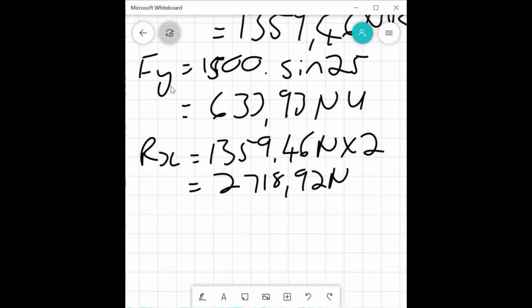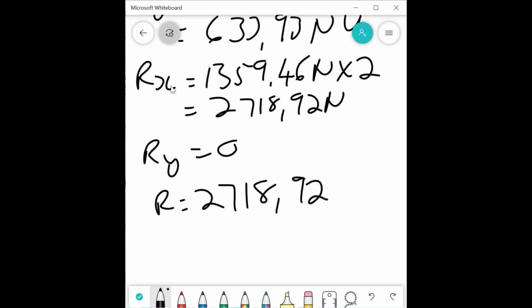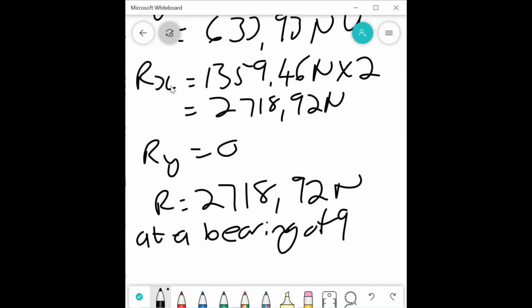And we know that since your Rys are in opposite directions, they cancel each other out. 633.93 up minus 633.93 down, which will be 0. And so our resultant is 2718.92 newtons at a bearing of 90 degrees. And the reason that is 90 degrees, there's no up or down force, and so it is exactly on the x line.